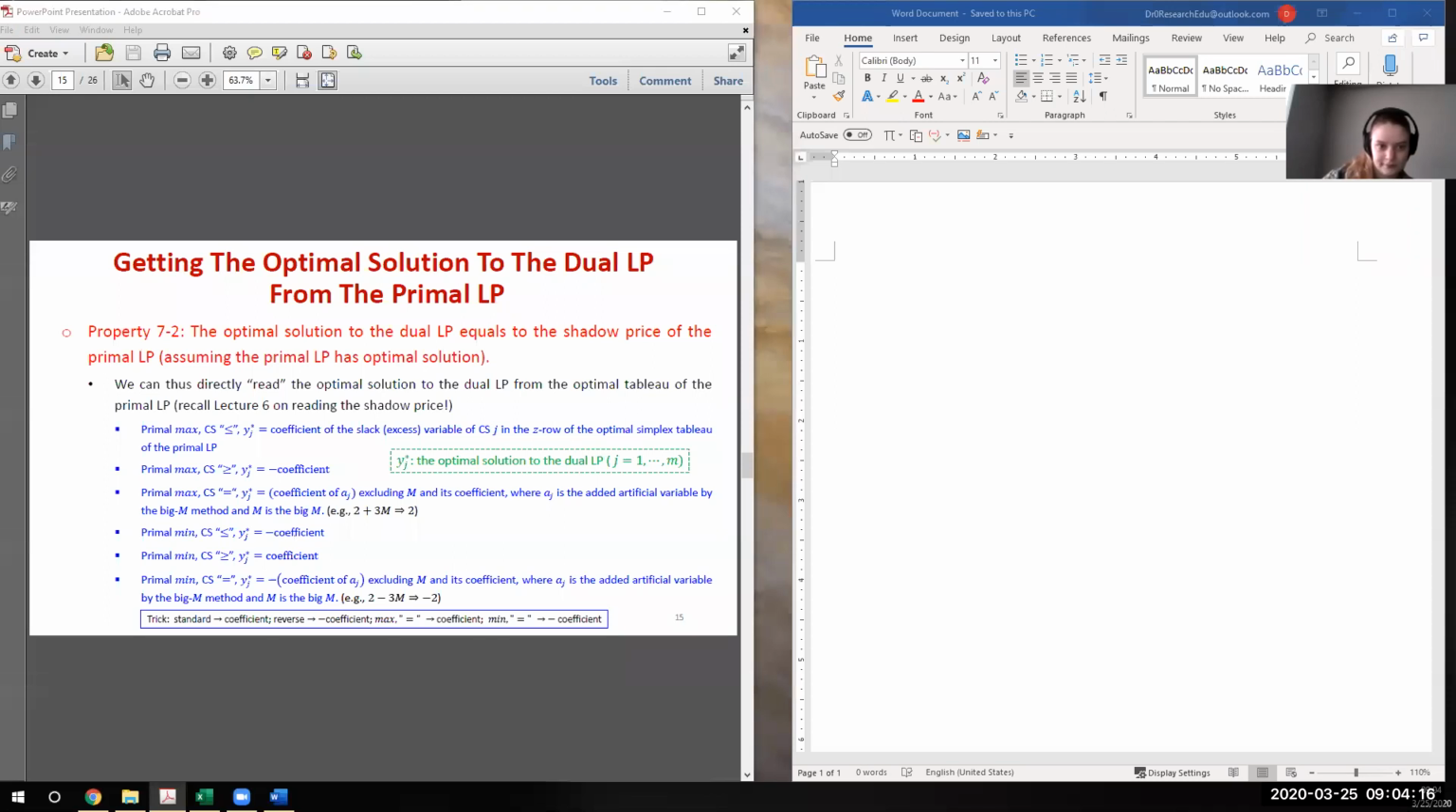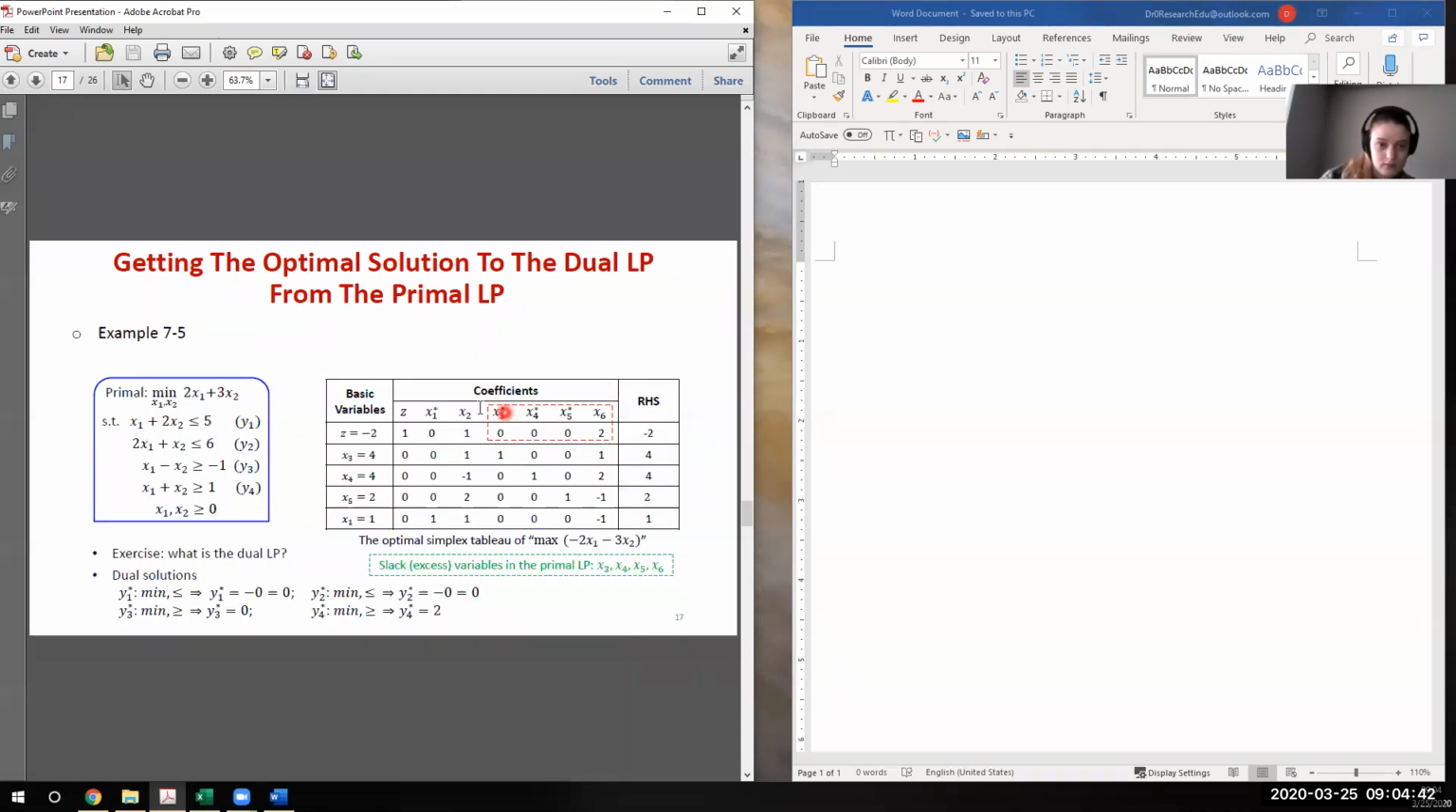Let me annotate this so you can see what I'm doing, because otherwise you have to switch here and there. If the constraint type is equal, then if it's a maximum problem, it is the coefficient of aj, where aj is the corresponding artificial variable by the big-M method. If it's a min problem, then it's going to be the negative coefficient of aj. And we showed the example here.